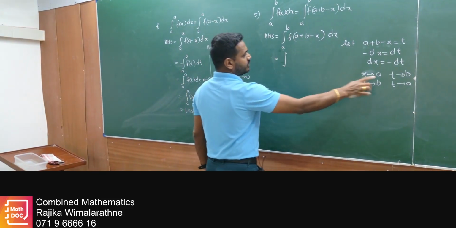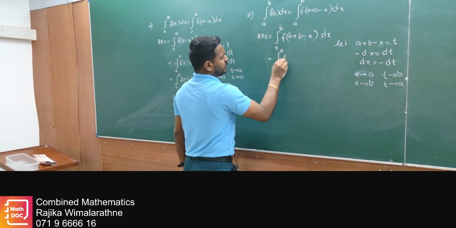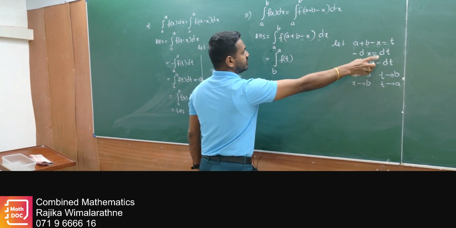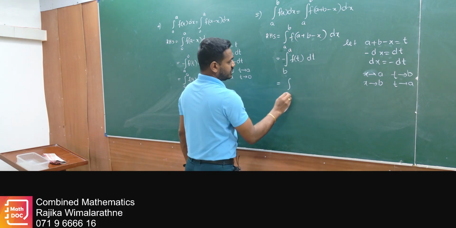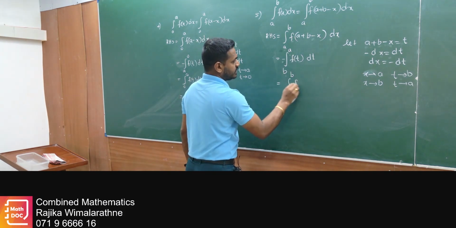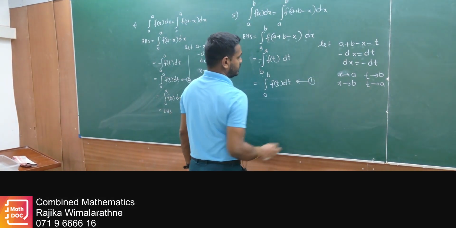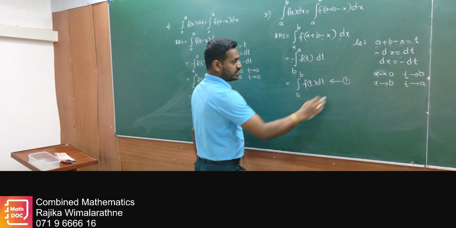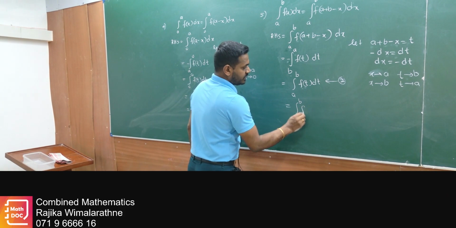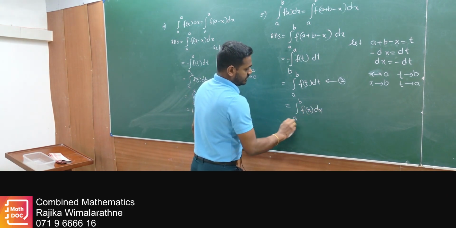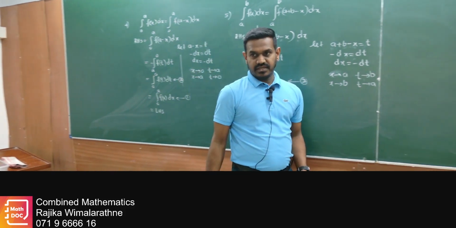Then a you put b, b you put a. Here f(t), dx you write minus dt. Then by theorem number 2, interchange a to b, remove sign, f(t) dt. Here by theorem number 1. Now instead of t you put x. A to b f(x) dx equals the left hand side. That's how we prove the fourth and fifth one.